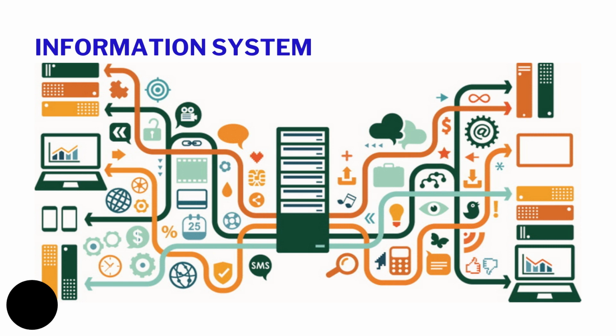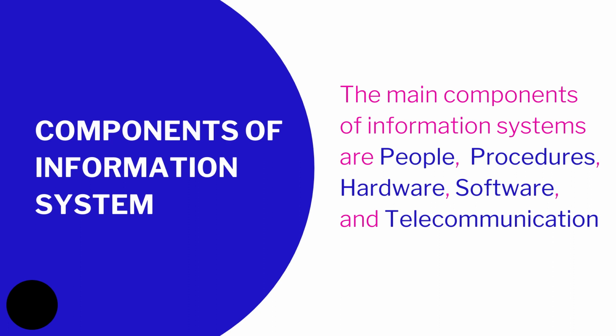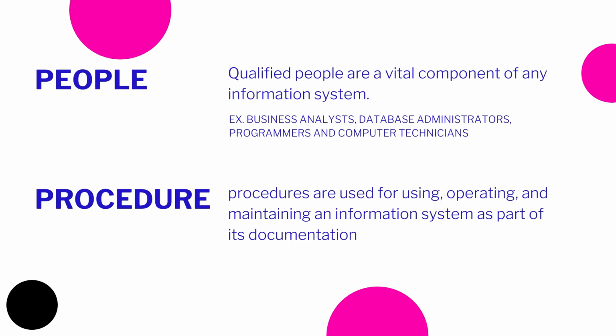And also, there are different kinds of information system. For example, sa school, sa medicine, sa government. Kaya iba't iba yung information system sa bawat field kasi may iba't ibang uses sila. Components of information system. The main components of information system are people, procedure, hardware, software, and telecommunication. Kapag nawala po ang isa sa mga to ay hindi na po siya matatawag na information system.